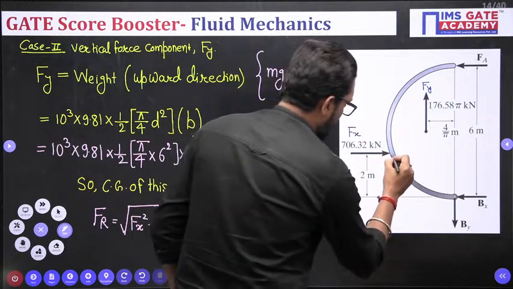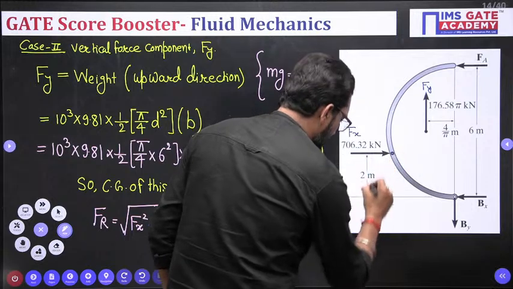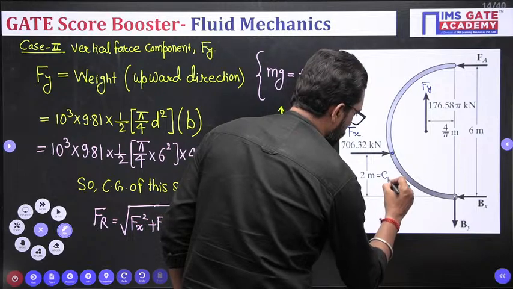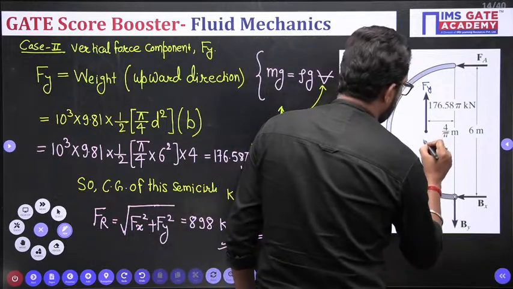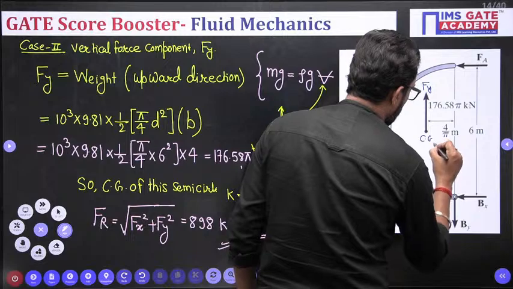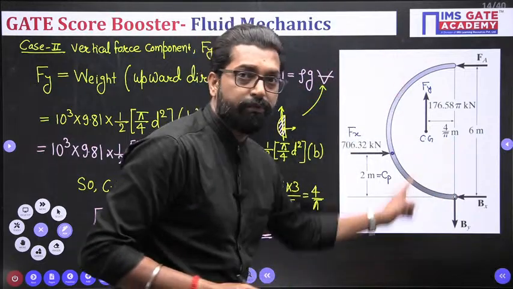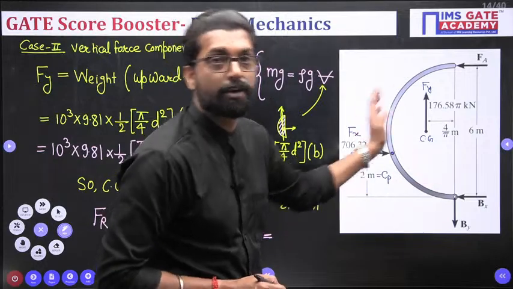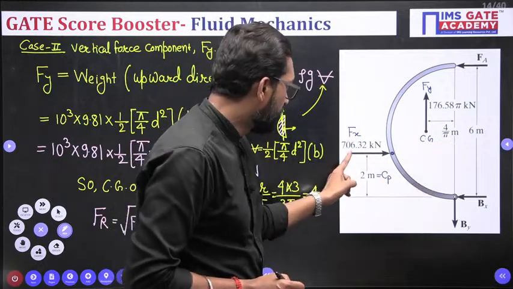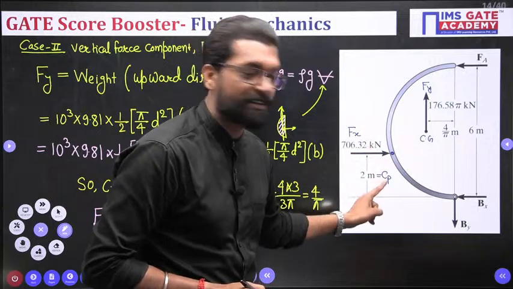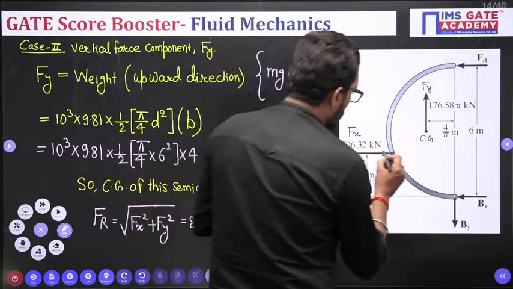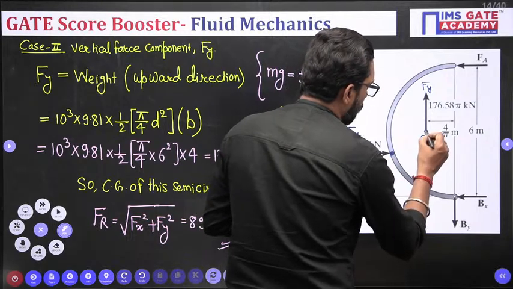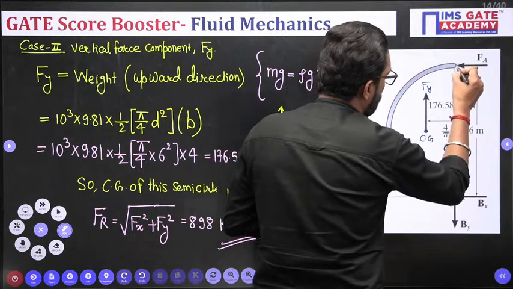So Fx is at 2 meters. Why? Because this is your center of pressure and this is your CG. The vertical force acts at the CG of the fluid displaced or contained. The horizontal force acts at the center of pressure. So at this point the horizontal force acts, at this point the vertical force acts, and at this point there is a support.